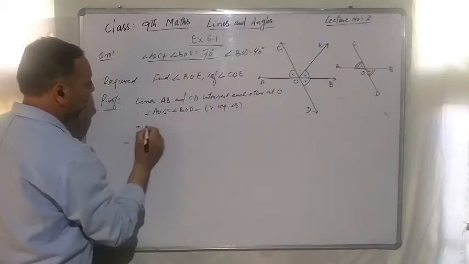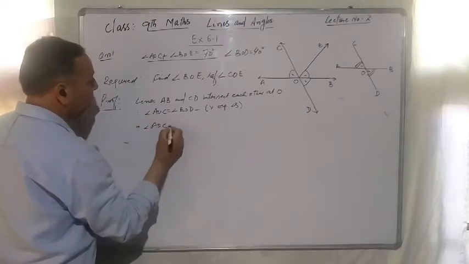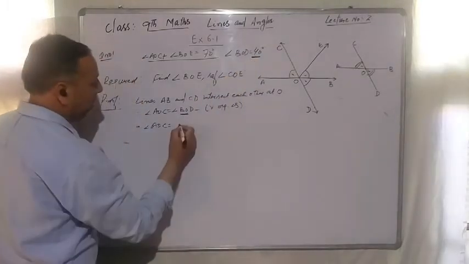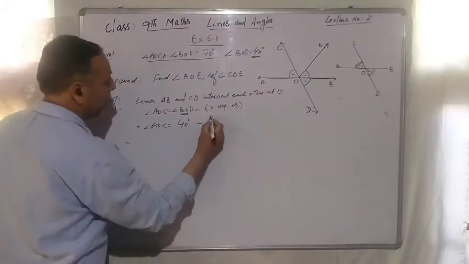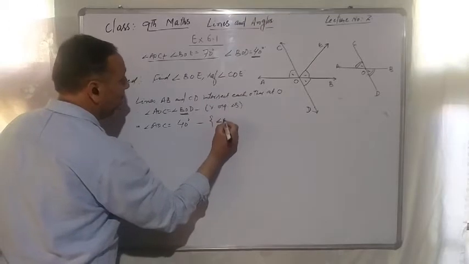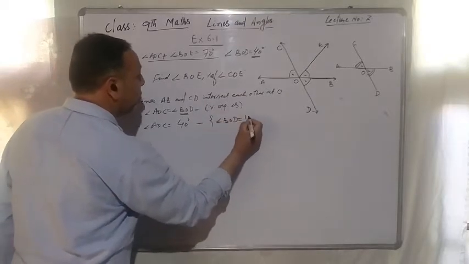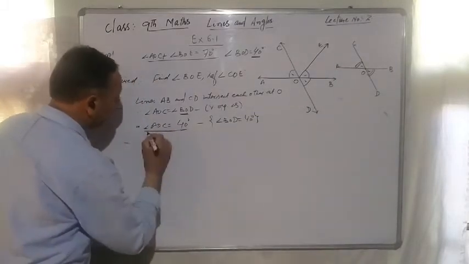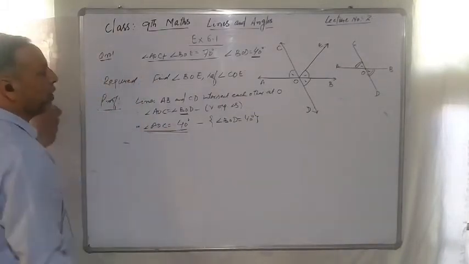Or angle AOC is equal to angle BOD. It is given that angle BOD is equal to 40 degrees, because we have angle BOD equal to 40 degrees. Clear? Note this result. AOC is equal to 40 degrees.